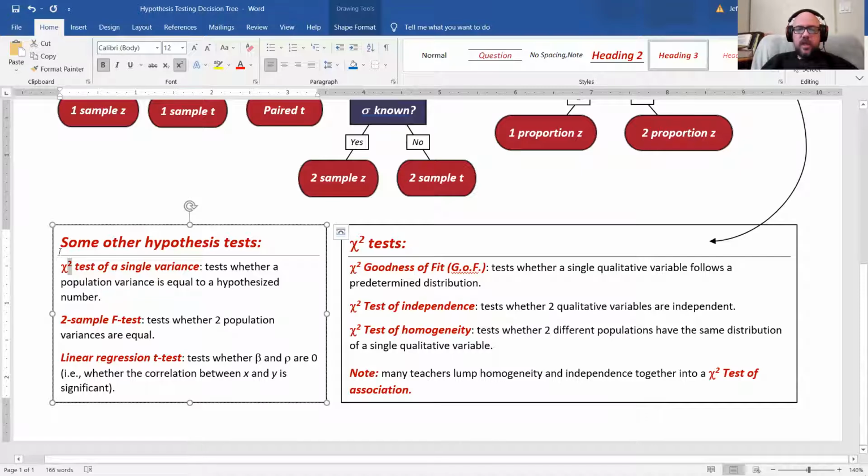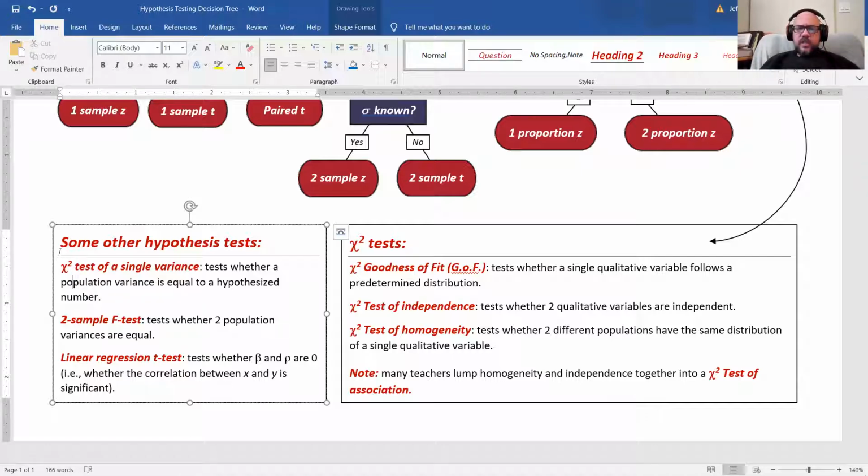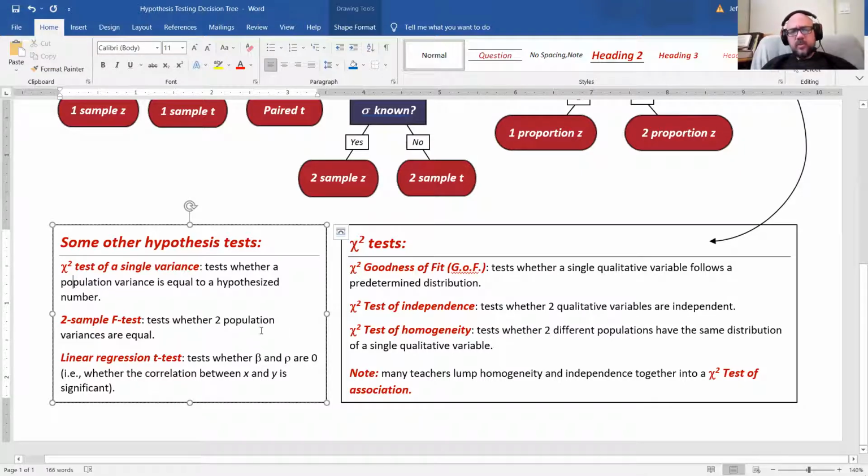If you are testing to see if certain data is consistent or not, is a certain level of consistent. Our example of this was Stephanie and her argon laser from your homework. 2 sample F test whether 2 population variances are equal or not. And the linear regression T tests whether 2 quantitative variables or 2 numerical variables are associated with each other.